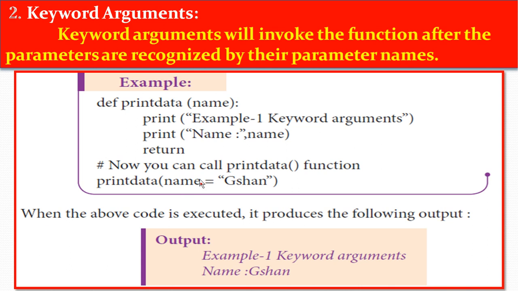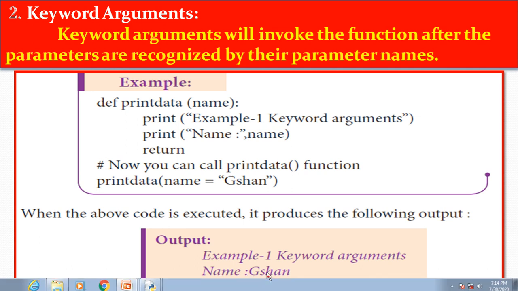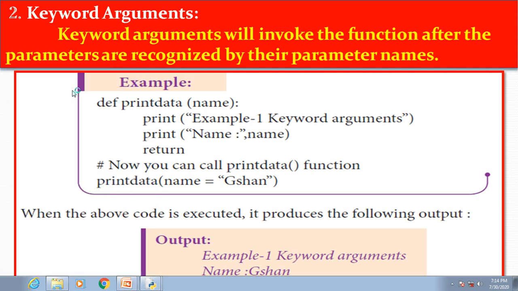Here also name, here also name. If we put name 1 here, it will give an error. The output is now: this print statement prints this section, example 1 keyword arguments. Second section, name colon. Instead of name, Zishan is assigned here. So name colon Zishan. We are going to see this by using the IDLE window.